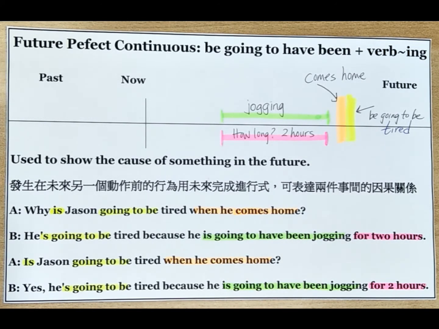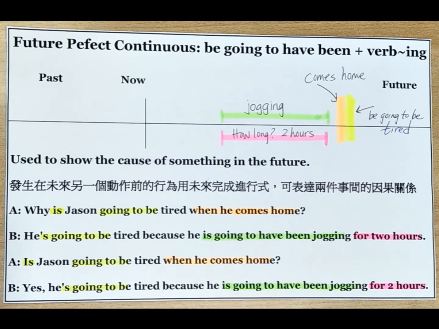A. Why is Jason going to be tired when he comes home? B. He is going to be tired because he is going to have been jogging for 2 hours. A. Is Jason going to be tired when he comes home? B. Yes, he's going to be tired because he is going to have been jogging for 2 hours.